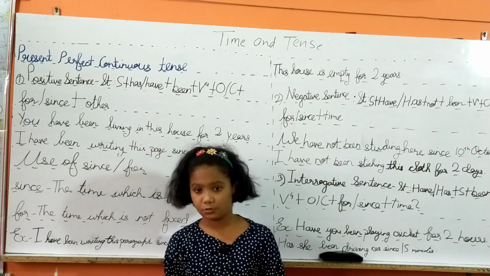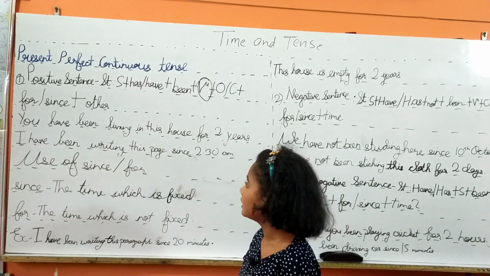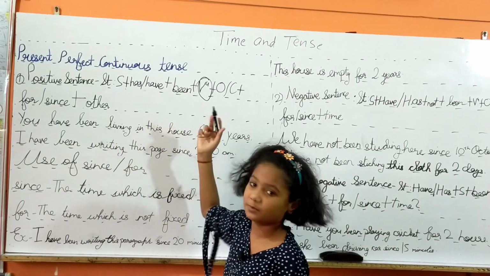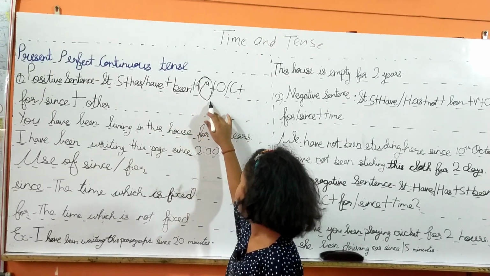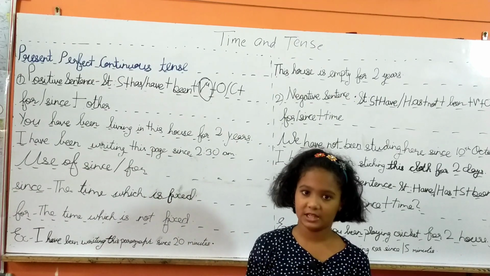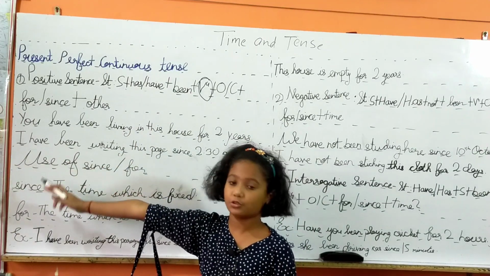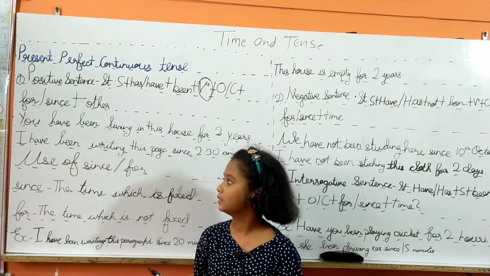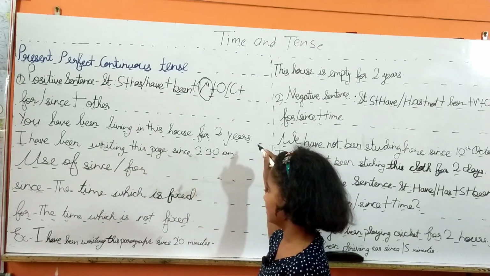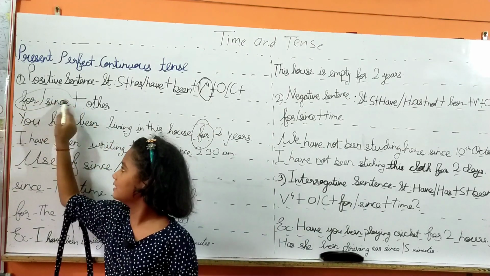Present perfect continuous tense. Here we have to use the V4 form of the verb. The structure is: any subject, then have/has plus been plus V4. V4 means when we add ing to the simple form, plus object/oblique complement, and we will also use for or since plus other. Example: you have been living in this house for 2 years. We are using for here. We can use here for or since.